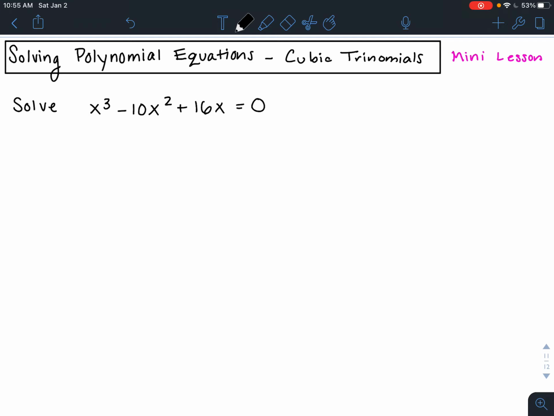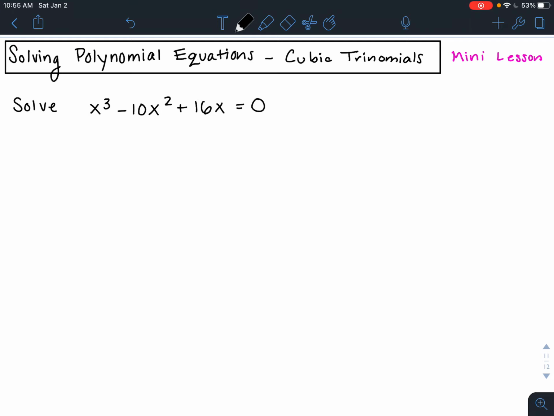Today we're going to focus on solving polynomial equations, and we're going to look at how to solve a cubic trinomial equation. Specifically, we're going to be solving a trinomial equation where your highest degree is 3, so we have an x cubed, and where all three terms in your equation have a GCF of an x, or whatever variable you're using.